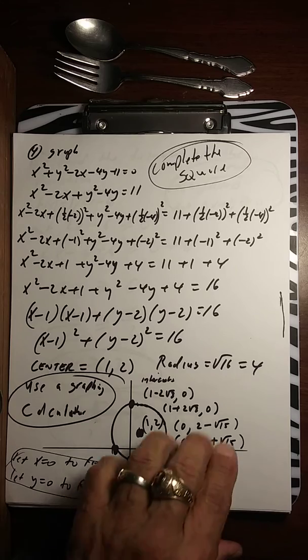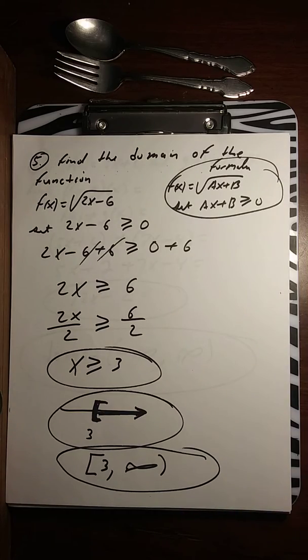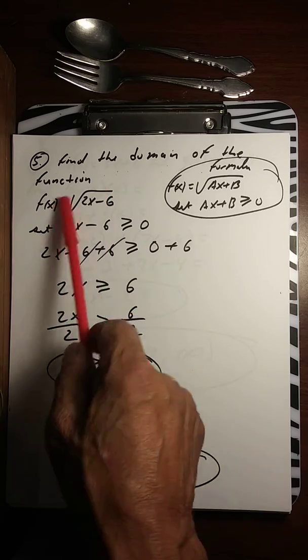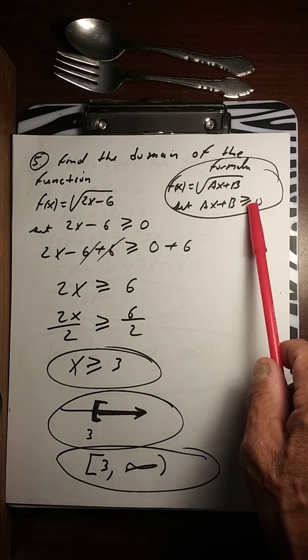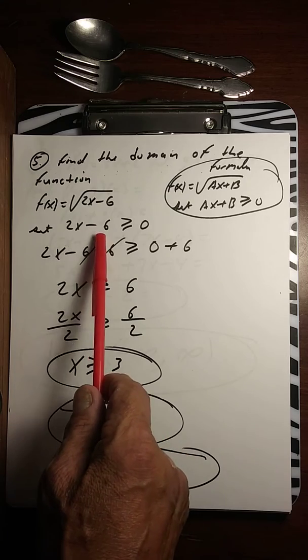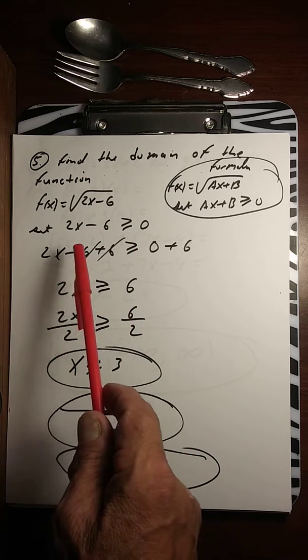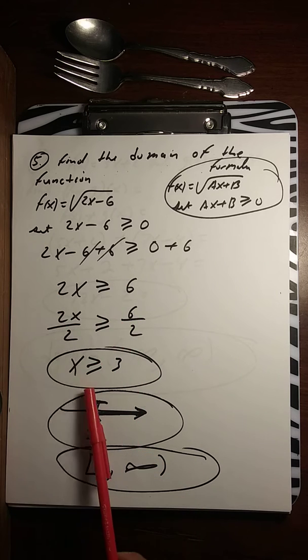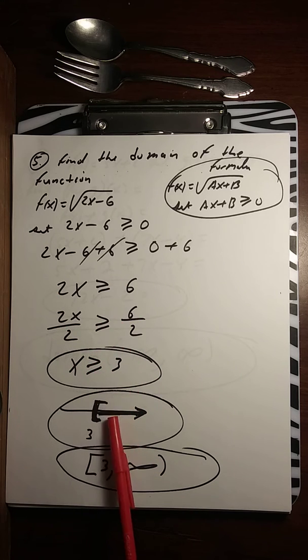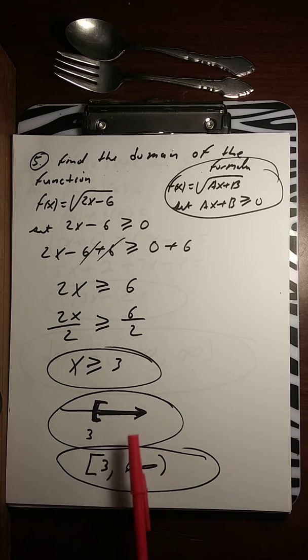Put in those numbers in. Number 5, find the domain of this radical function. The domain of this is going to be whatever is inside, ax plus b, bigger than or equal to 0. So set 2x minus 6 bigger than or equal to 0. Add 6, 2x is bigger than or equal to 6. Divide by 2, divide by 2. X is greater than or equal to 3, including 3, to infinity.